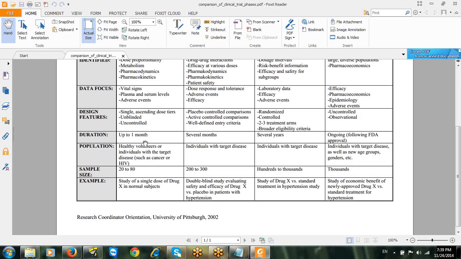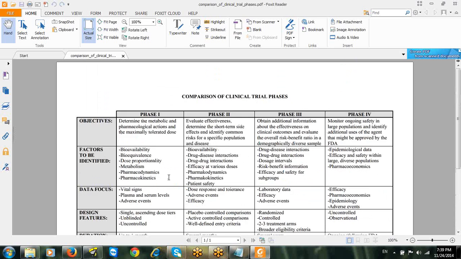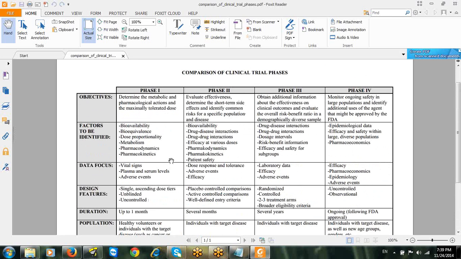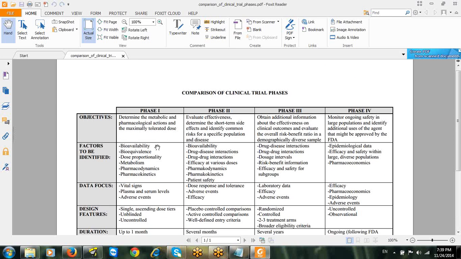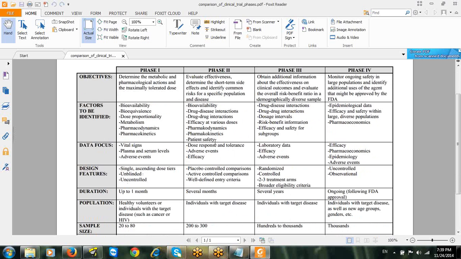Duration: it will be conducted up to 1 month. Generally, it will be conducted for 1 month. And here, the population or sample is healthy volunteers, persons who are not suffering from any diseases. And the sample size is in between 20 to 80. Once they succeed with phase 1, then they will start conducting phase 2.